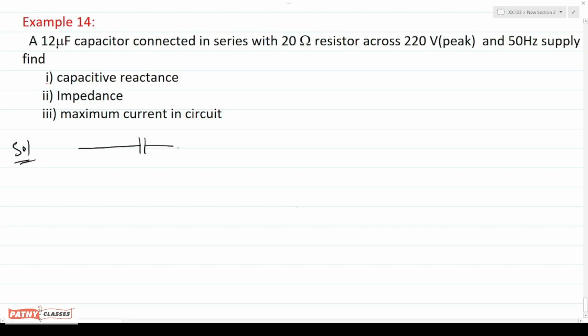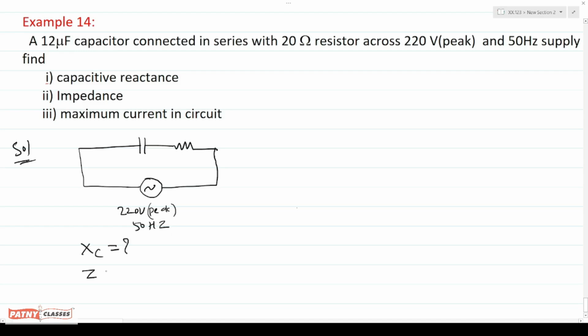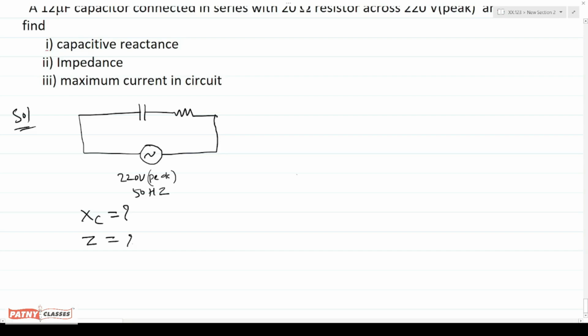We got a capacitor connected in series with a resistor and AC supply, across AC supply 220 volts peak value and supply frequency 50 Hz. We need to find capacitive reactance XC, impedance Z and peak value of current I naught equals to question mark.